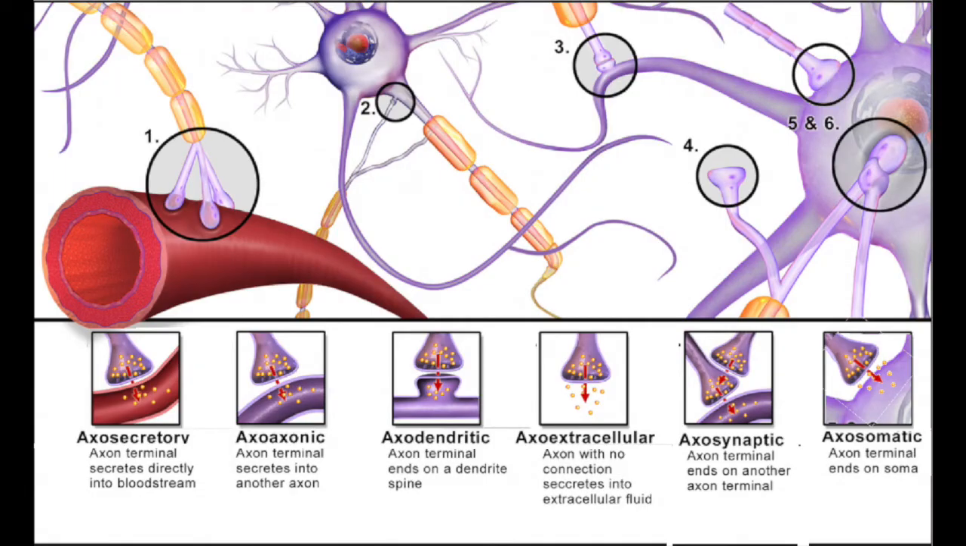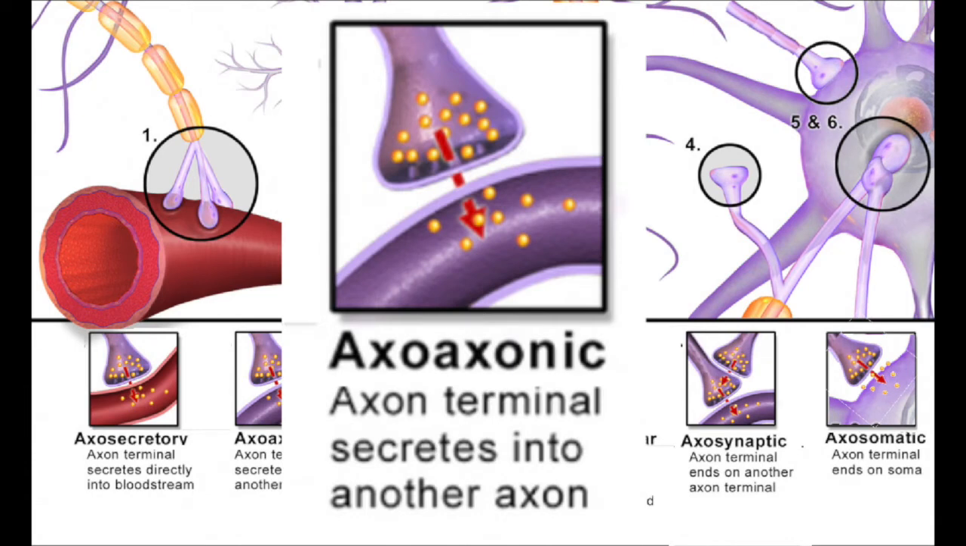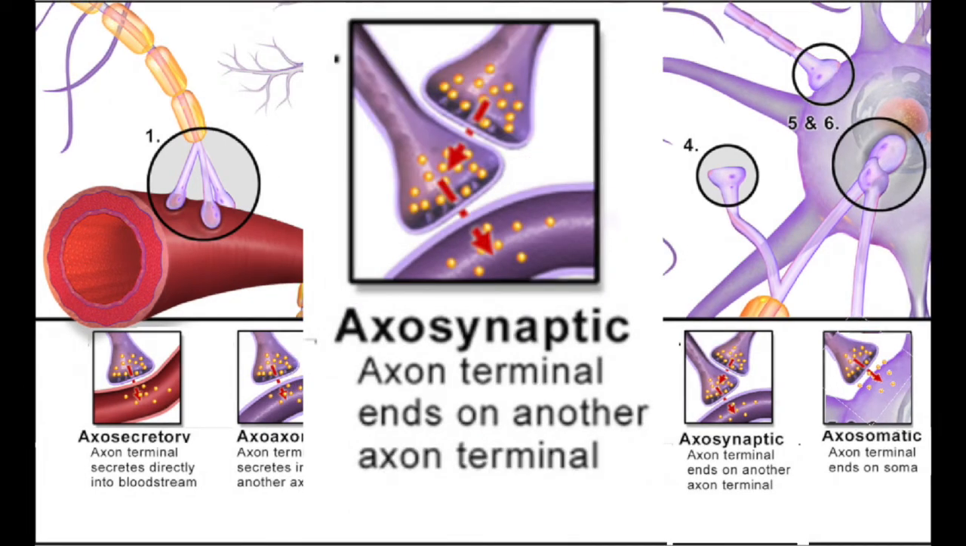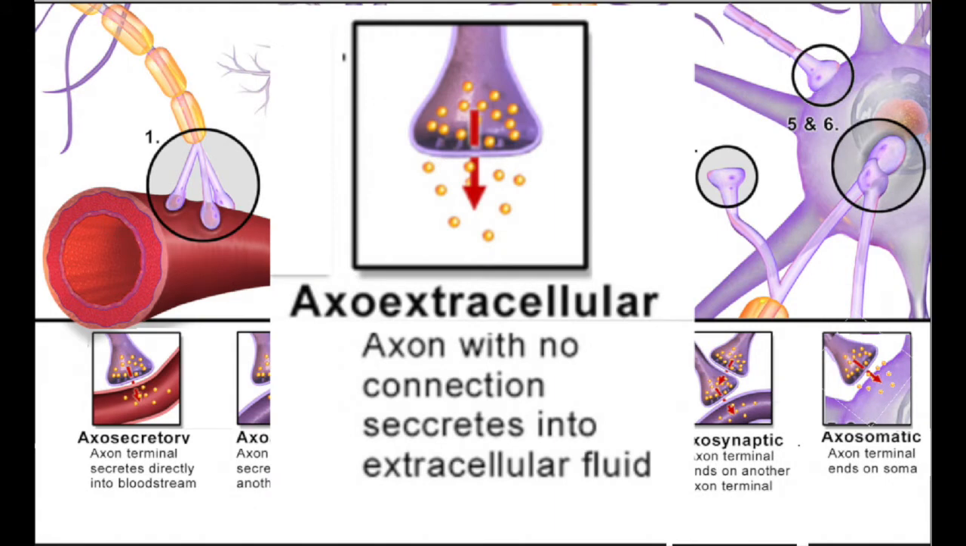The axon can synapse on other cells in various forms. To a dendrite, which is axodendritic. To an axon, which is called axo-axonal. To another axon terminal or bouton is called axosynaptic. To a soma, axosomatic. Releasing only into the extracellular fluid, and yes, they can do that, is called axo-extracellular.